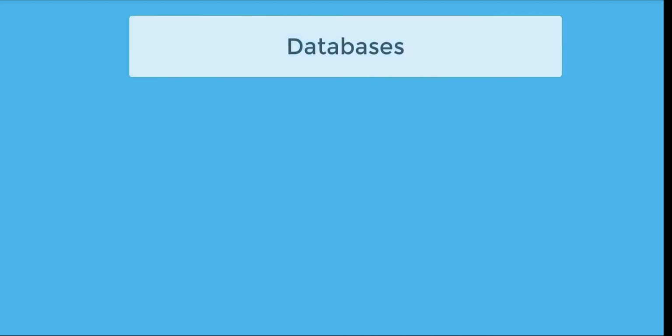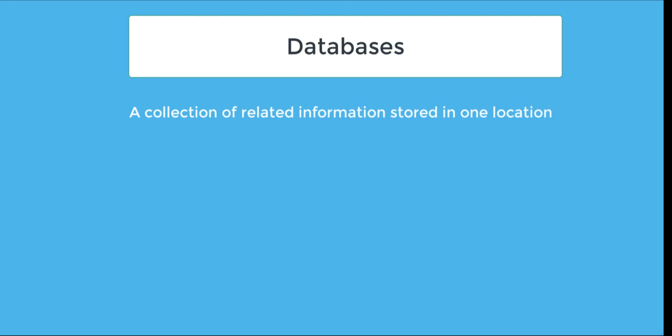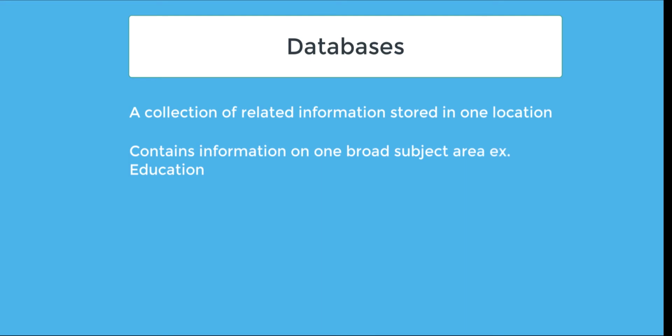Before getting into the details of searching databases, I'll first just explain what a database is. So basically, it's a collection of information, usually a series of journal publications, indexes, or other kinds of media stored in one location. The difference between a database and Summon is that Summon is searching all subjects, whereas a database contains information just related to one broad subject area.